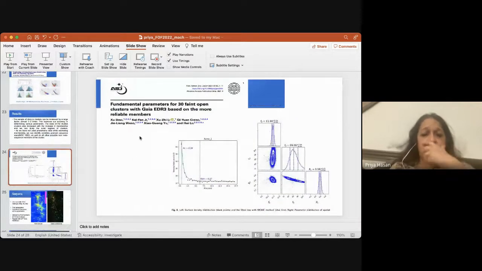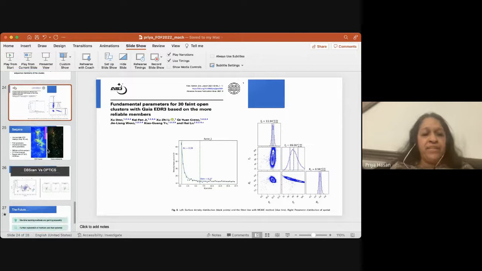Some of this work has been done similarly by other authors also, using the DBSCAN method to define the parameters. So one can use this to define the parameters of these clusters to much more precision, essentially their parallax and their proper motions in RA and DEC.